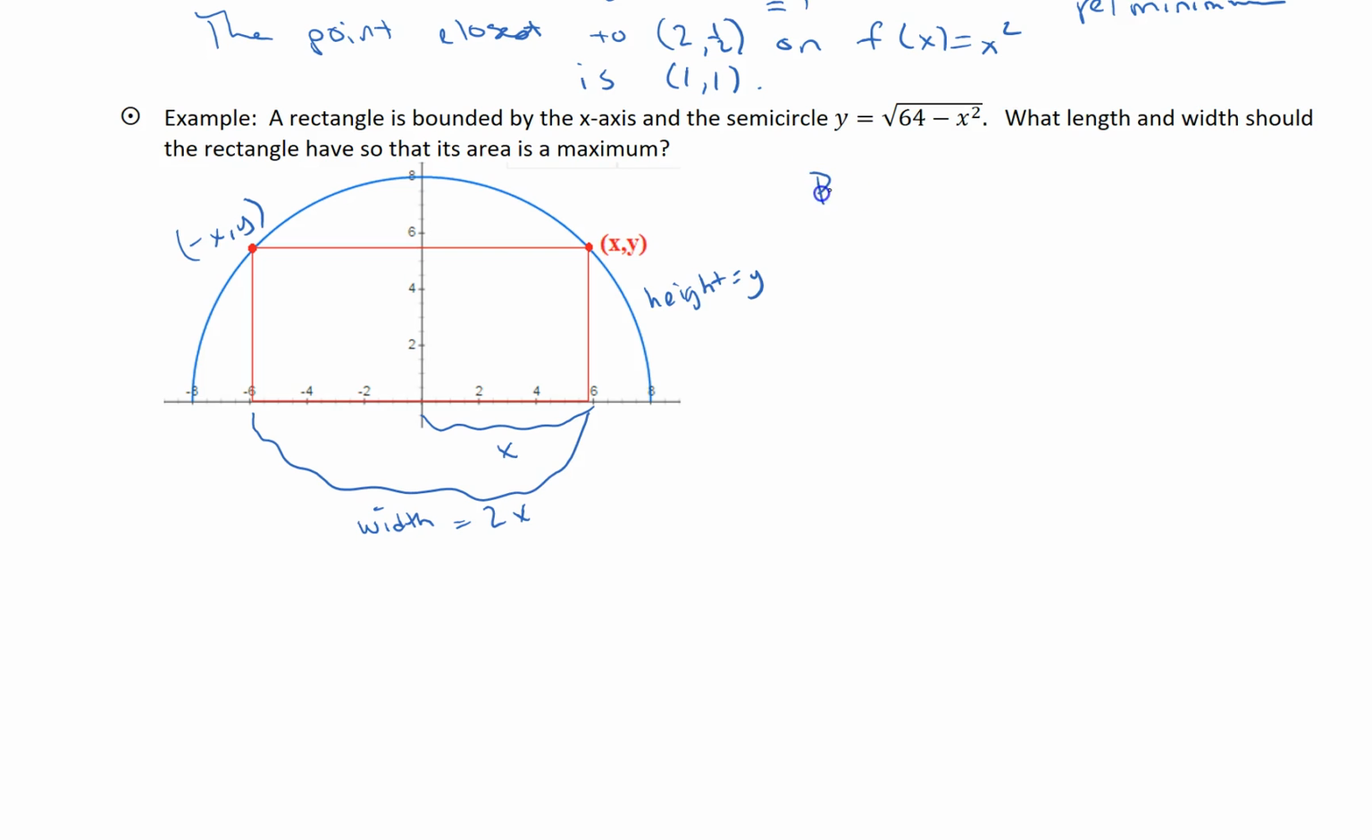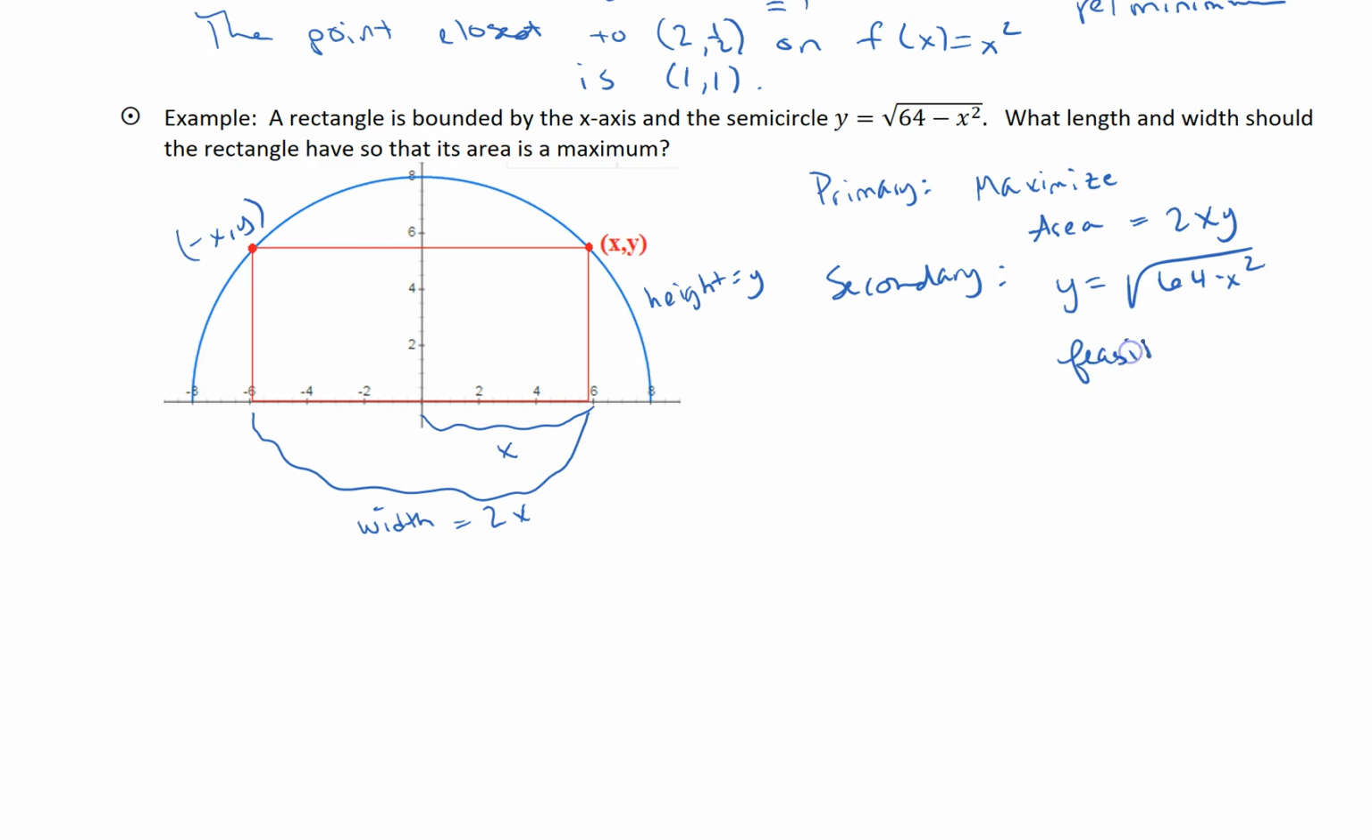So my primary equation is to maximize the area, which is 2xy, and my secondary equation is the semicircle, y equals the square root of 64 minus x squared. My feasible domain, we can find out pretty quickly, is that x has to be in the first quadrant, but it's got to be on the circle, which goes through (8, 0). So x has to be in the interval from 0 to 8.